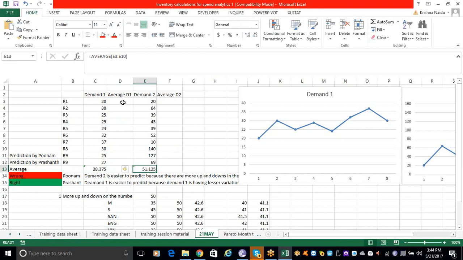So what will I do? My prediction is how much? 28.375. My prediction is 28.375.